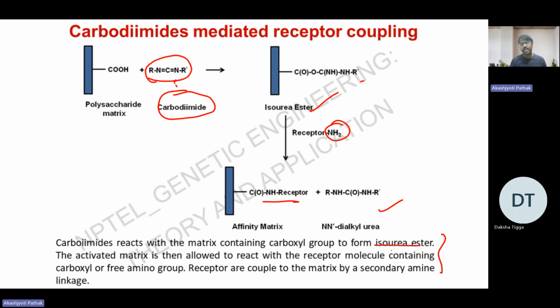There is nothing to understand here. So you have carbodiimide and it forms a linkage using isourea ester. You will get isourea ester and then this will again react. So there are three main steps. First, there is the matrix activation.